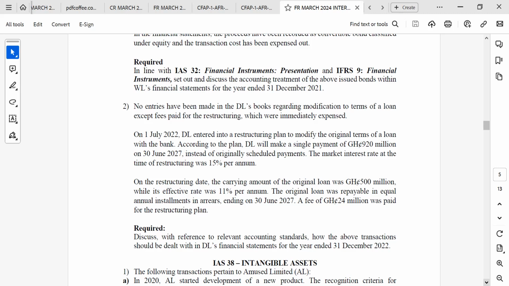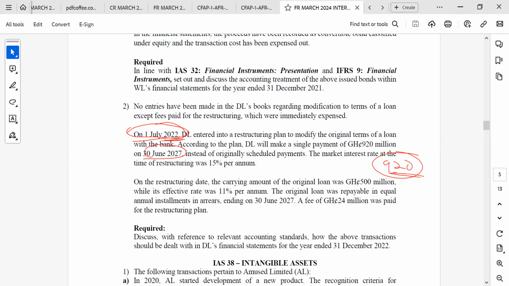So how much are we paying on 30th June 2027? We are paying 920, isn't it? Is that correct? Yes, sir. This 920, we are paying it. Today is 1st July, isn't it? If today is 1st July 2022, and we are paying this on 30th June, how many years from now?